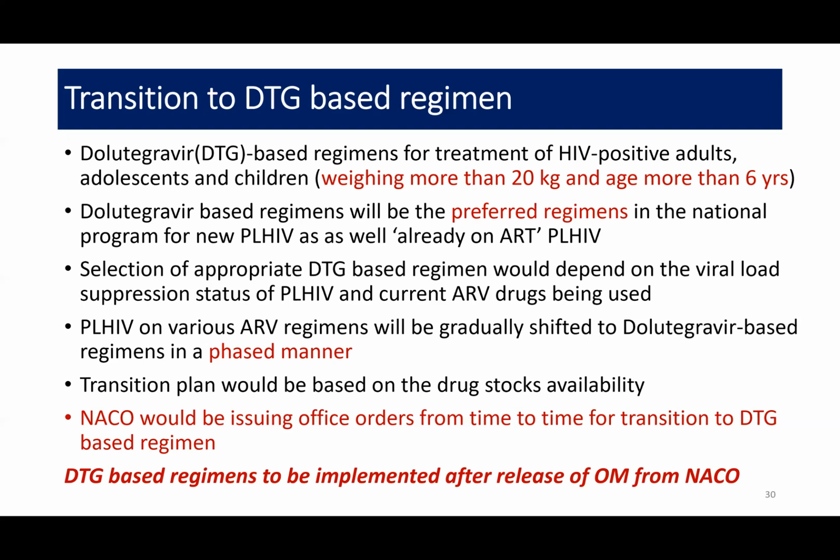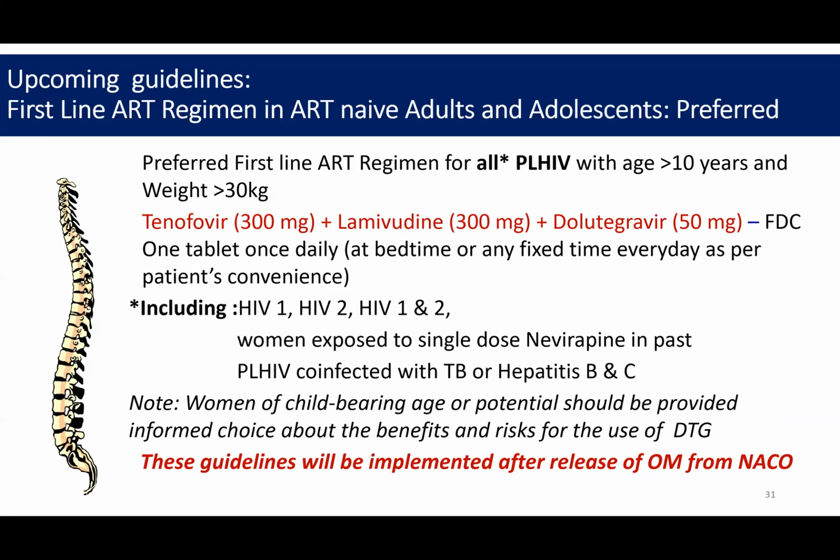That is why please don't take any decision at the ART center level. As and when the guidance comes from SACS and NACO, you need to follow that guidance for making substitutions and switches. So this will be the upcoming first line preferred regimen, that is tenofovir, lamivudine and dolutegravir 50 milligram, and this will be a TLD combination.